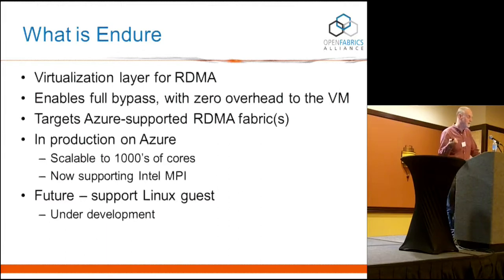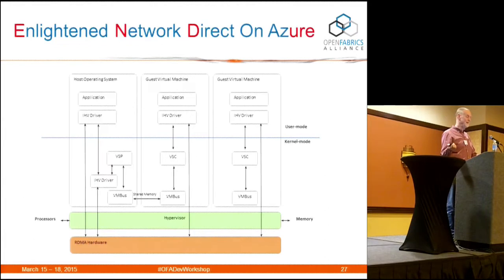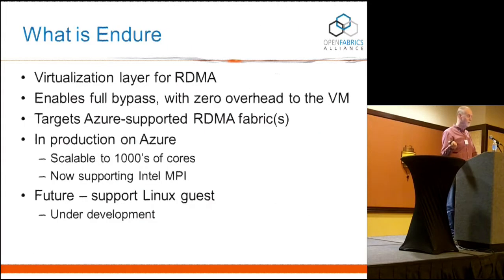But there's a new thing that was added about a year ago, I think, called Endure. It stands for Enlightened Network Direct on Azure. It's kind of a corny name. But it's a virtualization layer for RDMA. It enables full bypass with zero overhead to the VM, targeting Azure-supported RDMA fabrics. It's actually in production on Azure today. You can buy time on an Azure machine that supports this Endure.